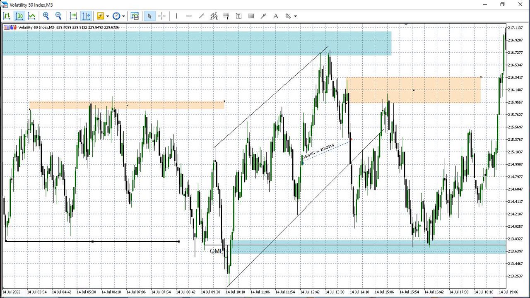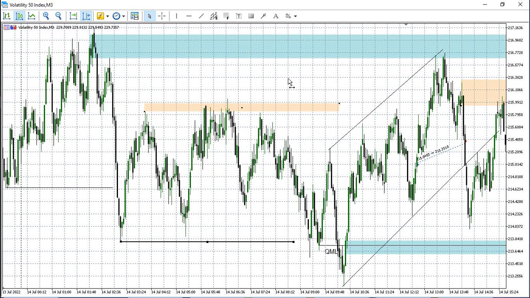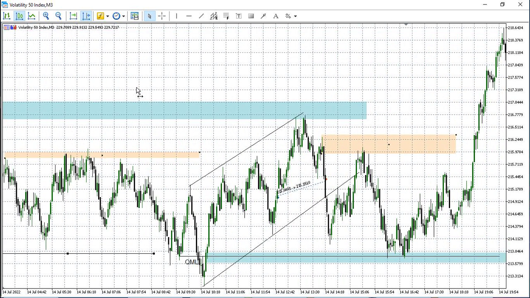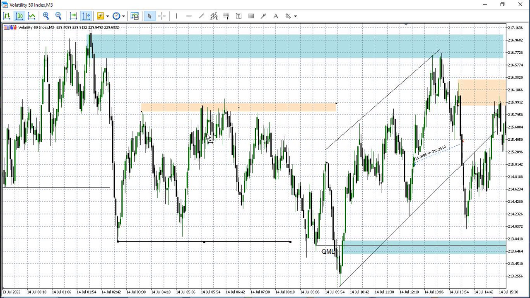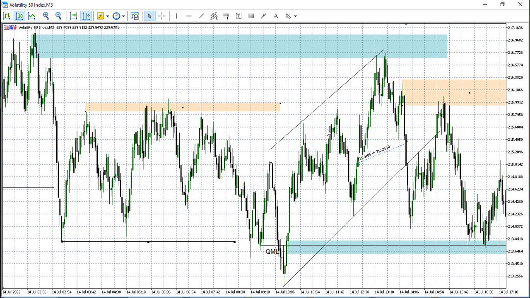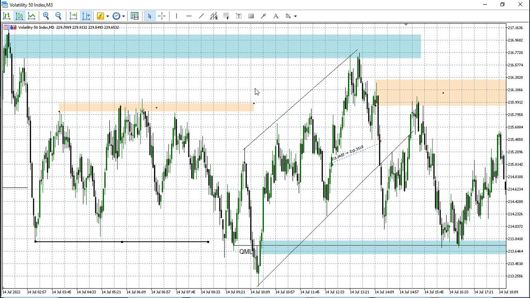Hello guys, so here is another trade I took. These are synthetic indices, the VIX50 index. Here I did this scalp on the lower time frame. I took one trade and didn't take the other trade because I was not active.